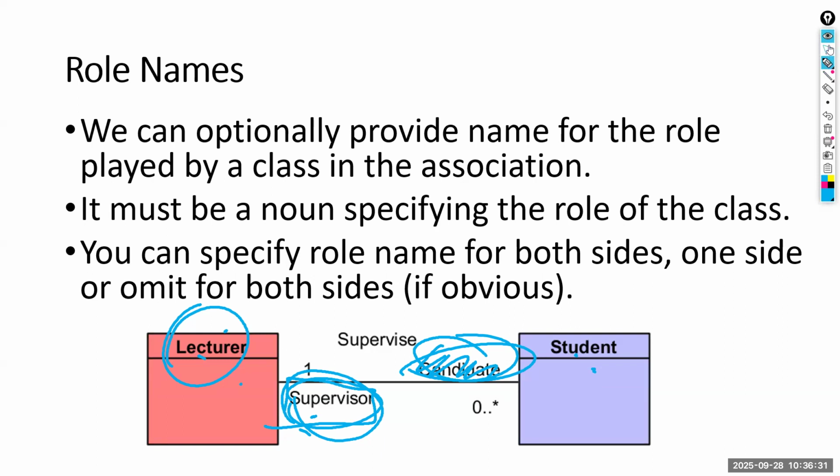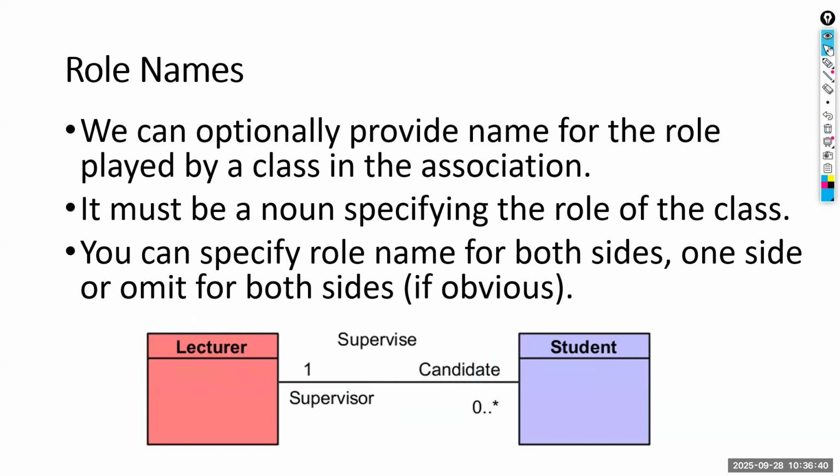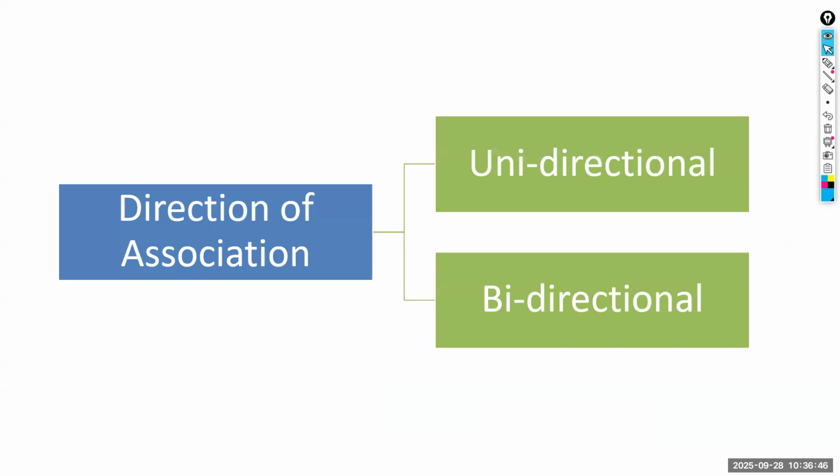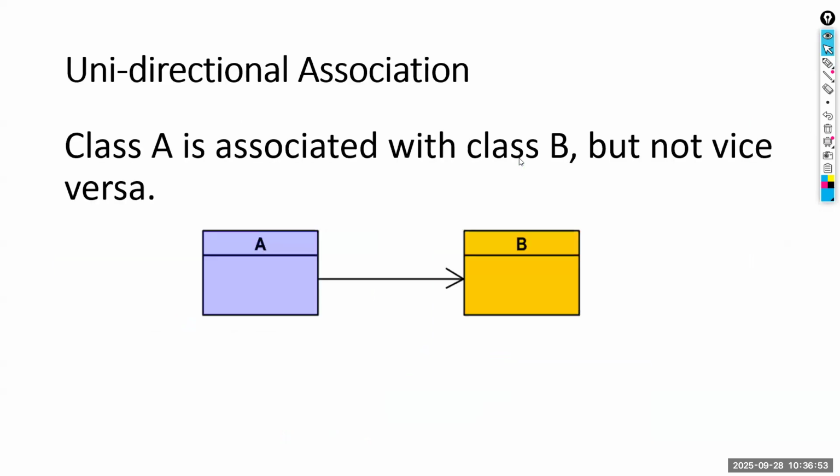Role names can be on both sides or a single side. But again, don't do those things for the sake of doing. If you feel it adds value and helps someone understand the class diagram, use it. I already explained that your association can be unidirectional or bidirectional. This means the object of A can call behaviors of the object of B, but not the other way.